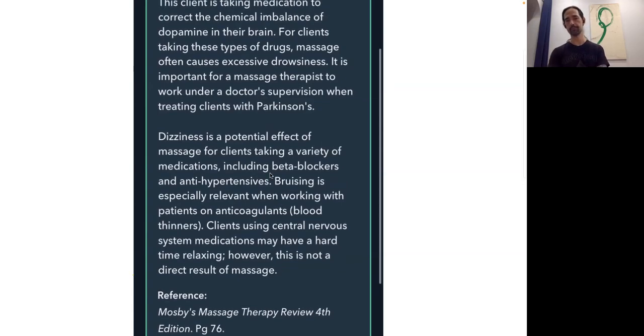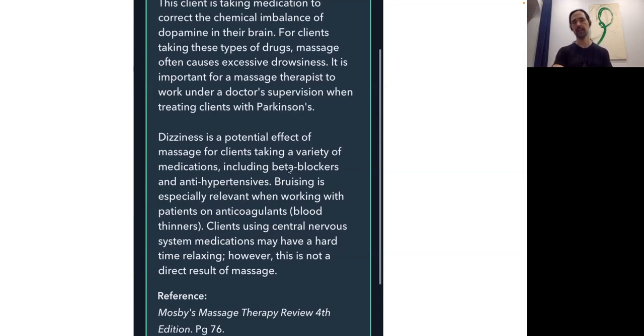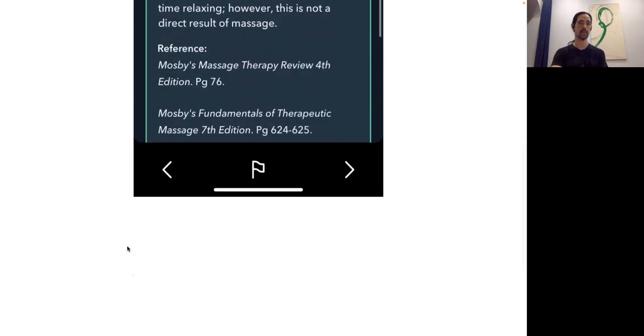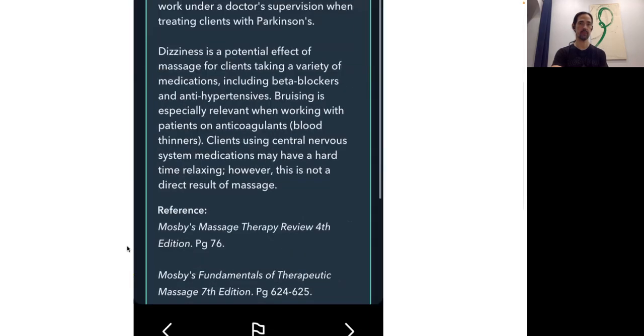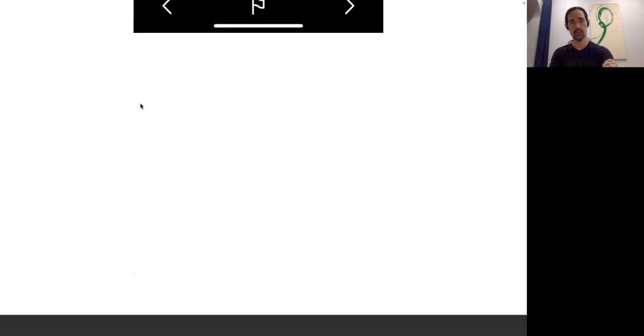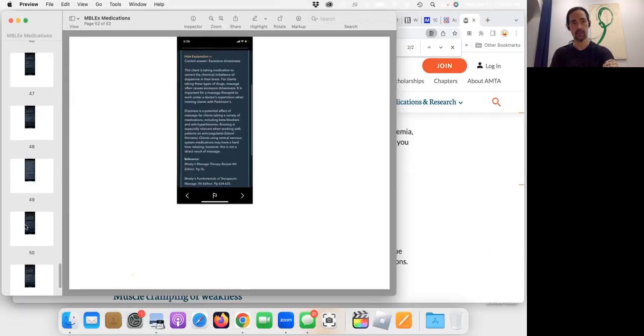Okay, so this is important. They're associating dizziness more with beta blockers and antihypertensives, like high blood pressure medication and beta blockers. They're associating dizziness with that more than medications that treat Parkinson's disease. So you have to keep that in mind. And excessive drowsiness more with Parkinson's disease.